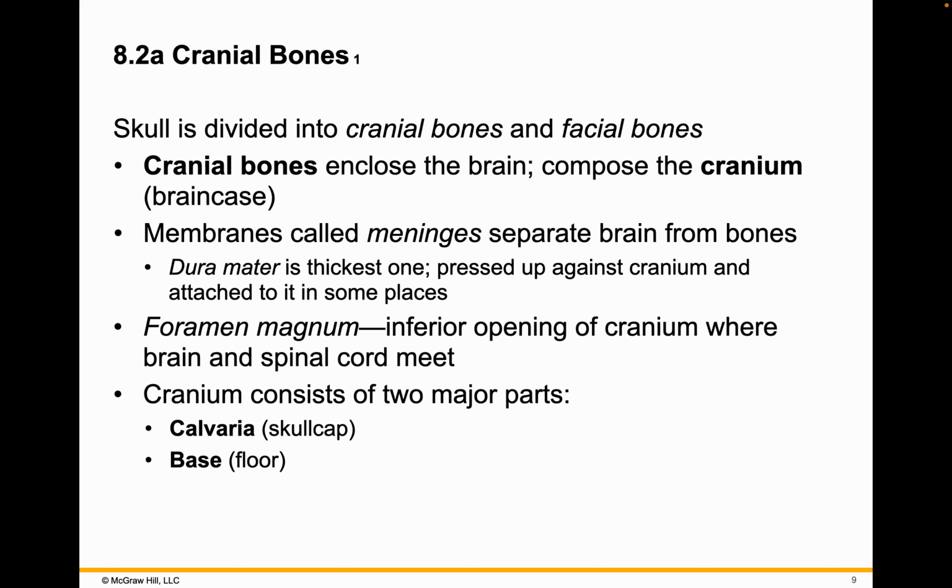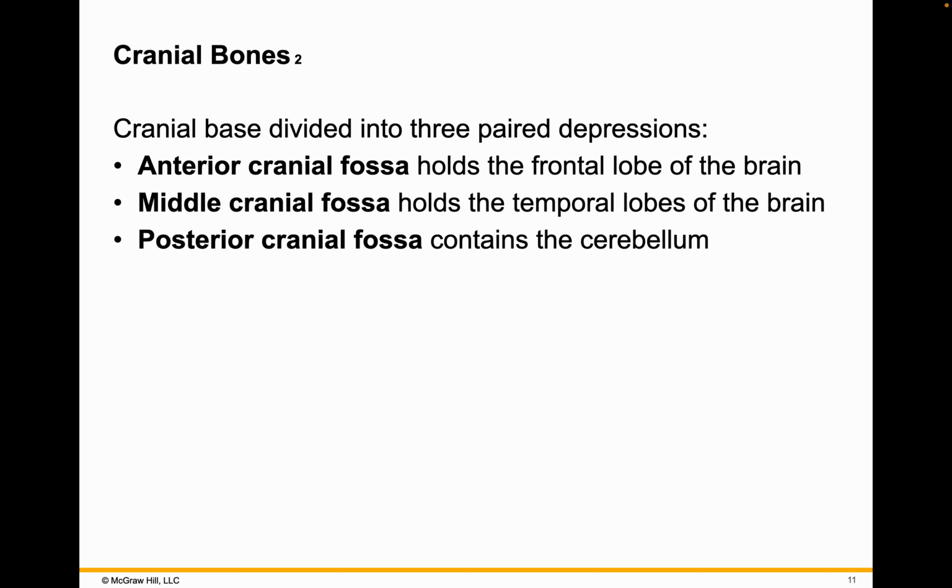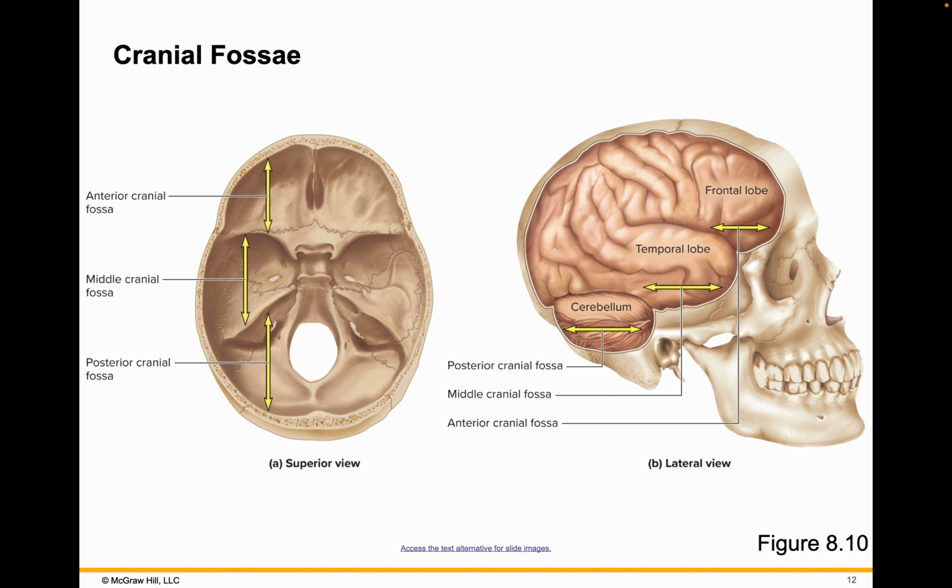That cranium consists of two major parts, the calvaria and the base. The calvaria is called the skull cap, while the base is referred to as the floor. So here we separate the cranial and the facial bones. The cranial bones have three paired depressions. The anterior cranial fossa holds the frontal lobe of the brain. The middle cranial fossa holds the temporal lobes of the brain, and the posterior cranial fossa contains the cerebellum. And they are shown here.